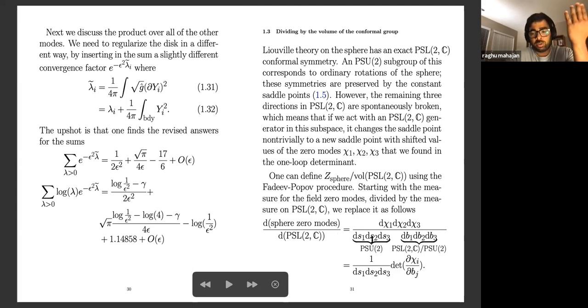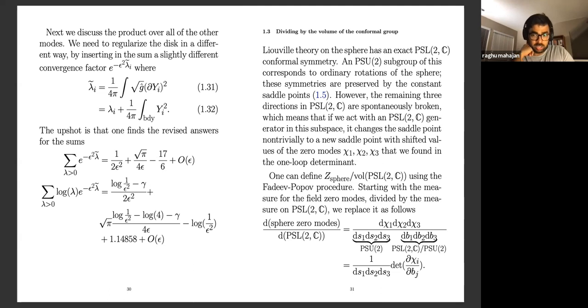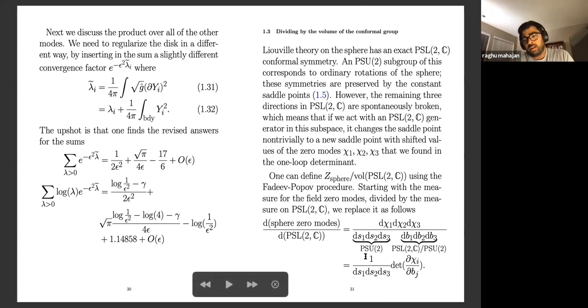PSL2C is a 6-dimensional group. So let's call its coordinates S1, S2, S3, which generate an SU2, and B1, B2, B3, which sort of generate the coset SL2C mod SU2, which is also hyperbolic 3-space. So that is one way of seeing that this is non-compact. And essentially the PSU2 volume is finite, so it will just stay in the denominator. And this chi and b is basically now a Faddeev-Popov determinant. So we have to compute this precise value of chi i to b i, this coordinate transformation.